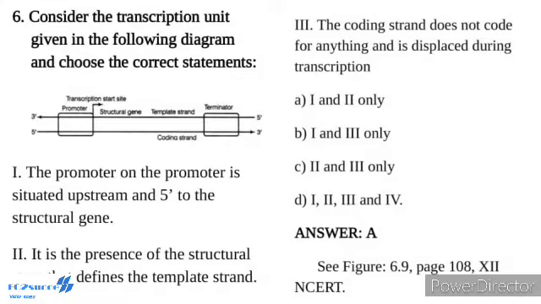The terminator is located towards the 3' end, that is downstream of the coding strand, and usually defines the end of the process of transcription. There are additional regulatory sequences that may be present further upstream or downstream to the promoter. Some of the properties of these sequences shall be discussed while dealing with regulation of gene expression. So the correct answer is option A, statements 1 and 2 only are correct.